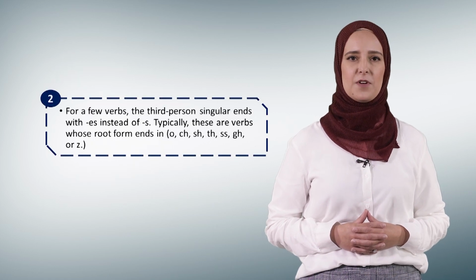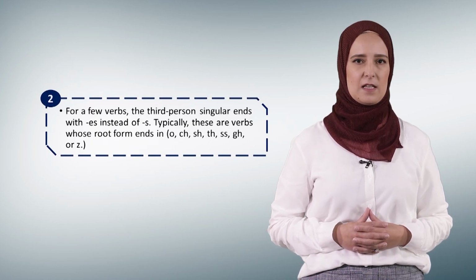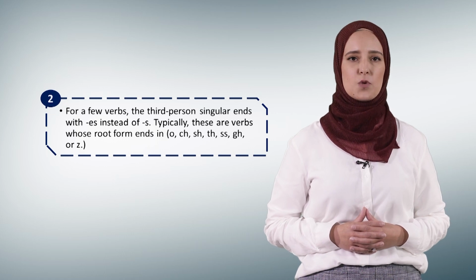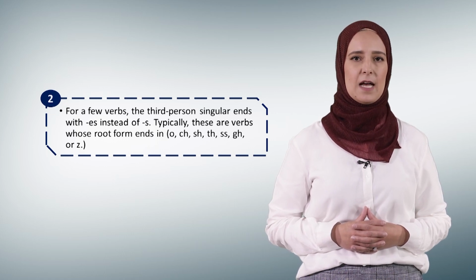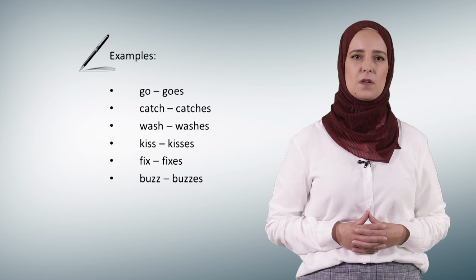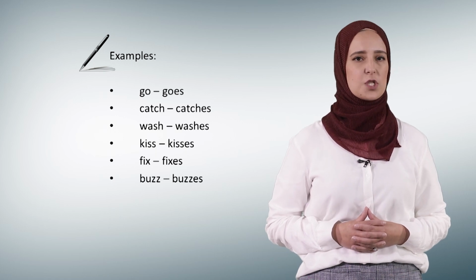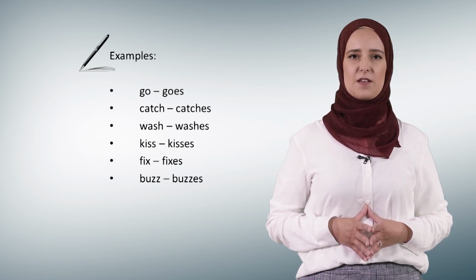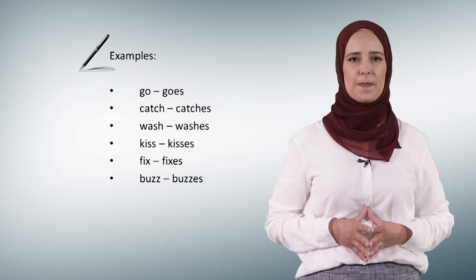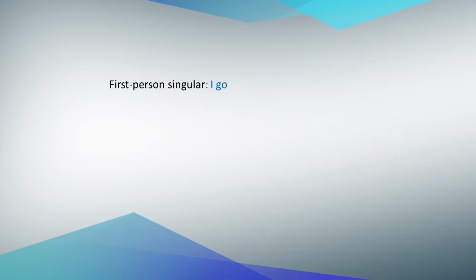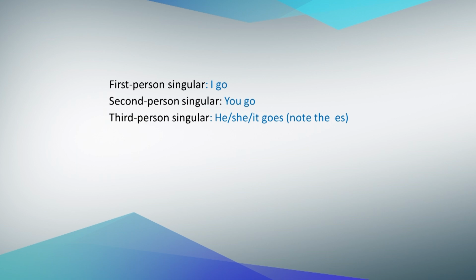For a few verbs, the third person singular ends with es instead of s. Typically, these are verbs whose root form ends in o, ch, sh, th, ss, gh, or z. For example, we say go, goes, catch, catches, wash, washes, kiss, kisses, fix, fixes, buzz, buzzes. Using first person singular, I go, while we say second person singular, you go. In third person singular, you say she, he, it goes.